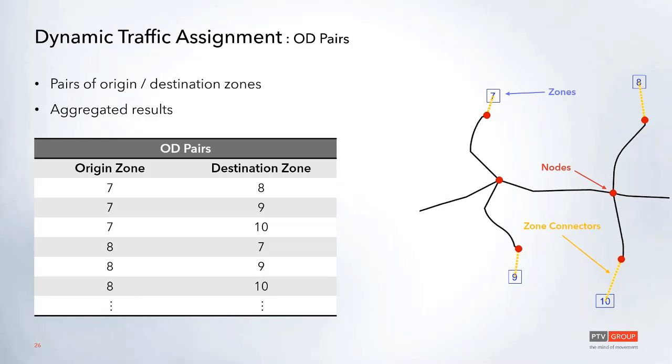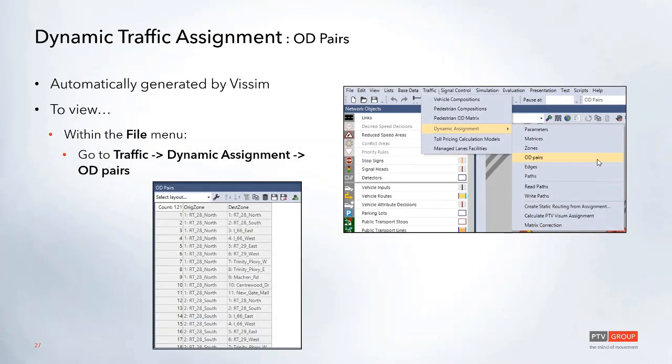All right, and then the final object here are OD pairs. And so these are really just the groups of different origins and destination zones. So, for example, you could have zone 7 going to zones 8, 9, and 10. You could have zone 10 going to zones 7, 8, and 9, and so on. And so the OD pairs are really nice for looking at different aggregated results.